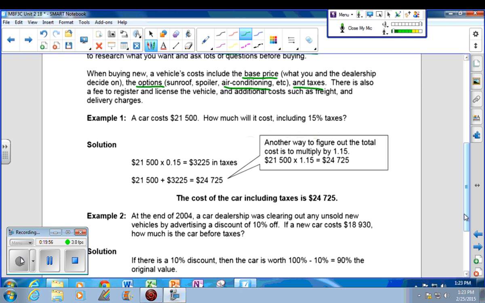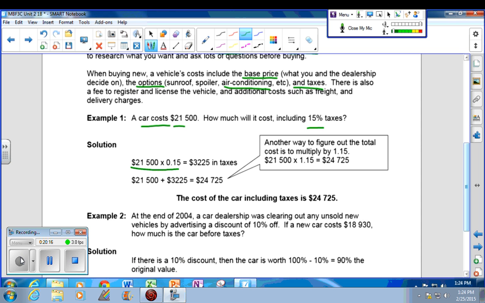We have a car that costs $21,500. If that's a new car, that's a little grocery getter, a little car to run around town. How much will it cost, including 15% taxes? So they're just saying that the taxes will be 15%.